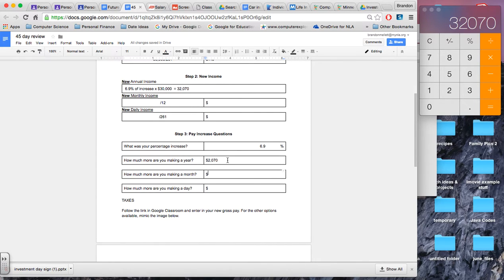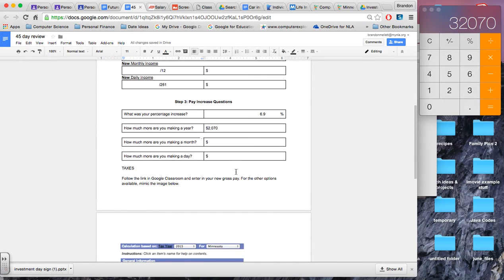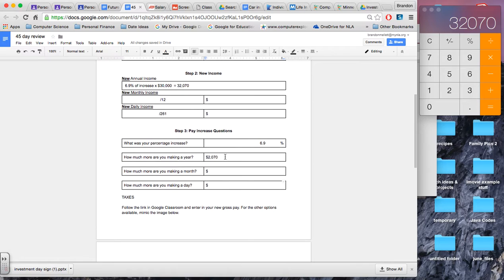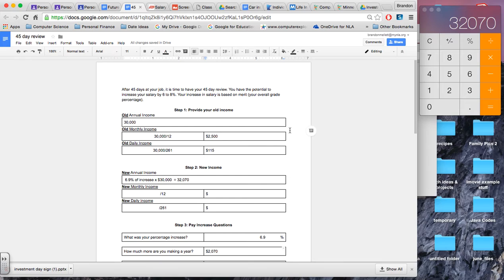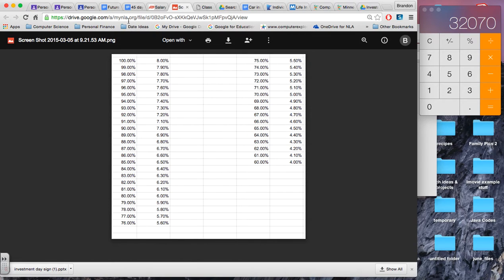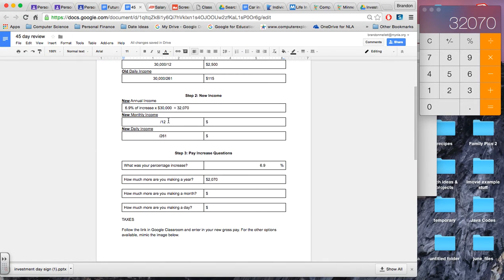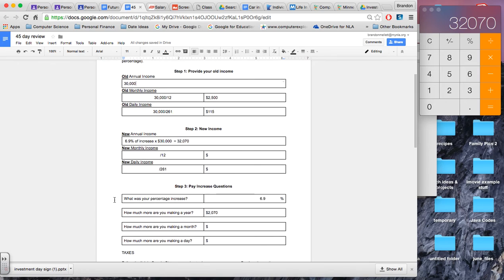How much more you're making per year, you can calculate that. How much you're making more per month, how much per day. So that is your 45-day review. That is how you calculate it. Again, it's tied into the end of the third quarter when it comes to this performance review. So if you need to look back to find this information, go ahead and do so. Then look at this chart here to figure out what your percentage is, and then go ahead, find out your new income, and then answer the pay increase questions for me as well. If you have any questions about this information here, please let me know.